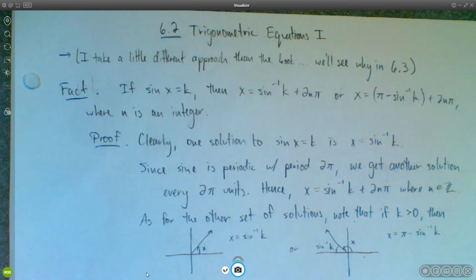All right, so we're going to talk about trigonometric equations. We'll spend a few sections talking about this concept. So let's get into it.